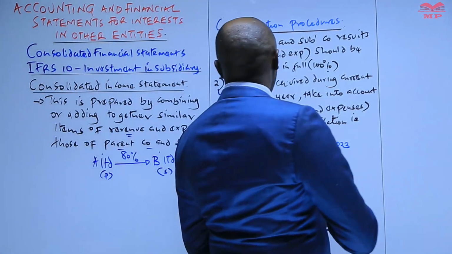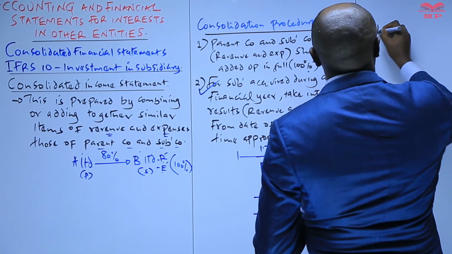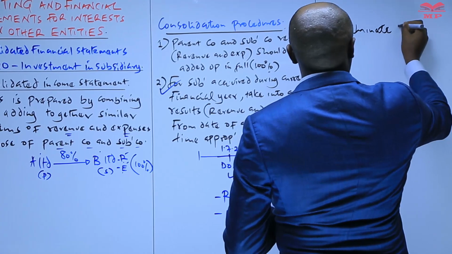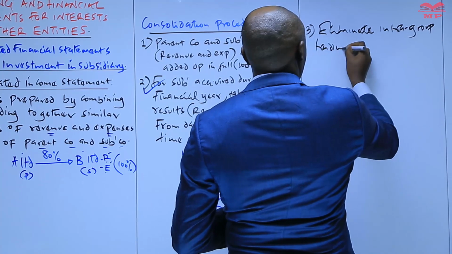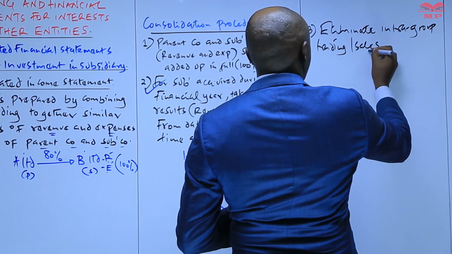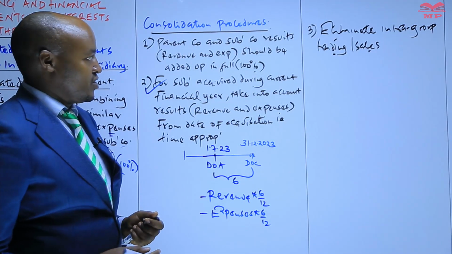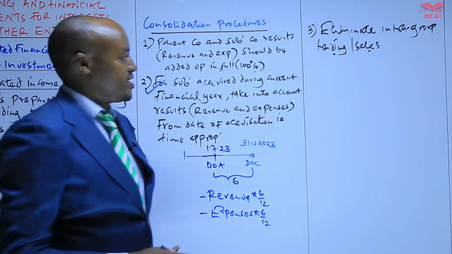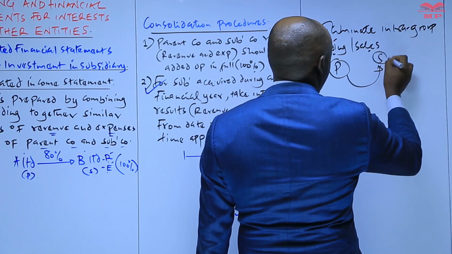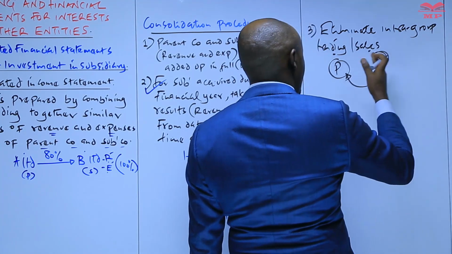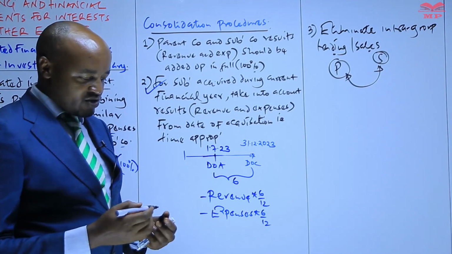Number 3, when preparing the consolidated income statement, we also eliminate what we refer to as the intra-group trading, or basically what we refer to as intra-group sales. So what do you mean by intra-group trading or intra-group sales? This is basically sales between the group members. Like assuming we are told the parent company made some sales to the subsidiary, or vice versa, the subsidiary made some sales to the parent. We refer to this as intra-group trading, or basically intra-group sales.